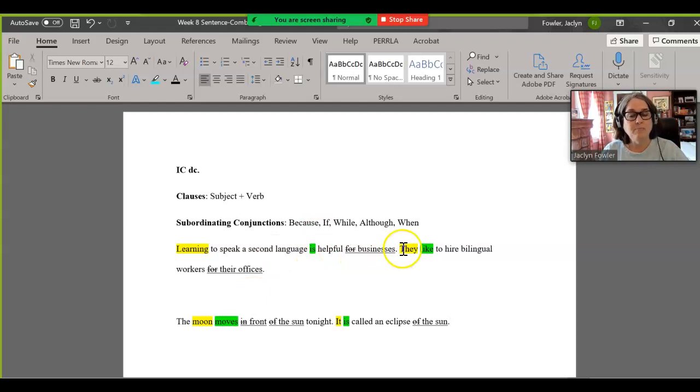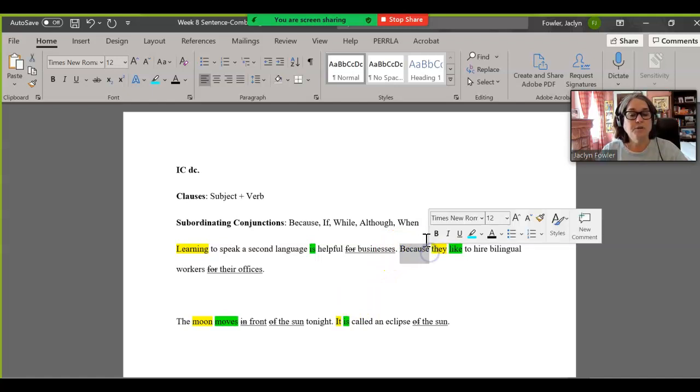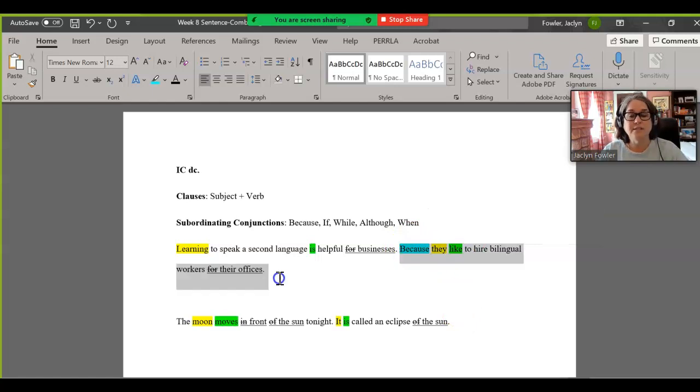And now this time we're going to look at this sentence. Okay? So learning to speak a second language is helpful for businesses. And I'm going to add to this because, right? They is not a proper noun. It's not I. So it becomes a small t. This is our subordinating conjunction. Okay. So once we do this, this becomes dependent. In other words, it can't stand by itself.